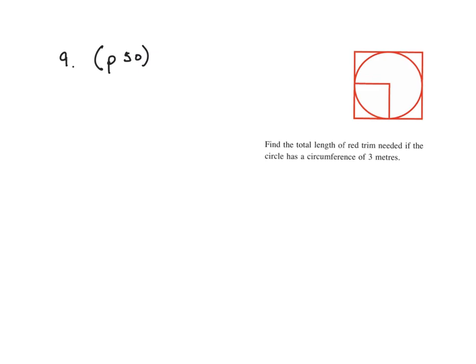So circumference, the only thing we can do with the circumference is divide by pi. And that gives us 0.955. So that's the diameter. Now, I hope you can see the diameter of the circle is this distance here.